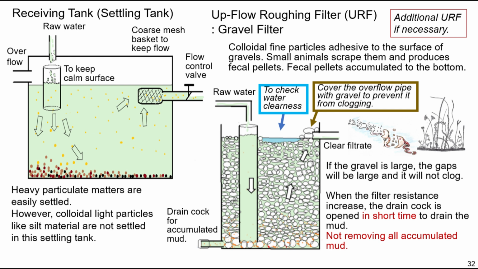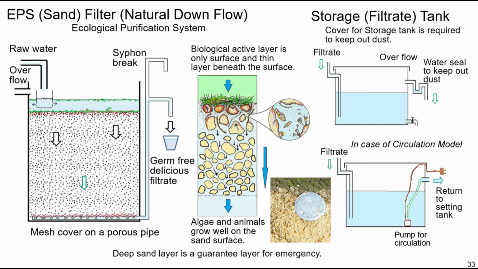Additional URF if necessary. Then the EPS filter, a sand filter. There is natural downflow. The biologically active layer is only the surface and a thin layer beneath the surface. Algae and animals grow well on the sand surface. And the deep sand layer is a guarantee layer for emergencies. Finally, the storage filtrate tank. A cover for the storage tank is required to keep out dust.